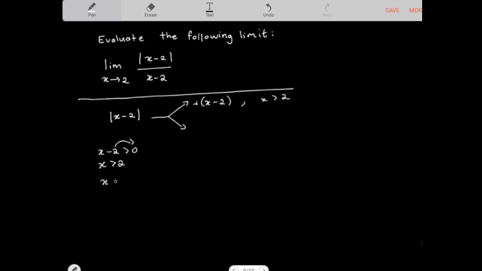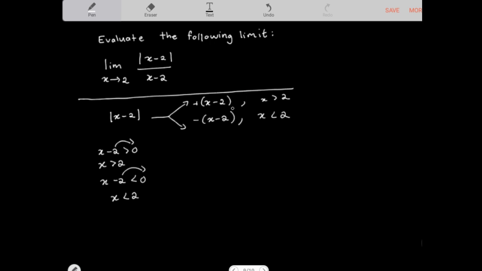Vice versa, if you have x minus 2 less than 0, and I move the negative 2 over, we get x is less than 2. So we're going to get negative x minus 2 when x is less than 2. In both of these cases, when you put them into the absolute value bracket, you'll still get x minus 2 because that's the magnitude.